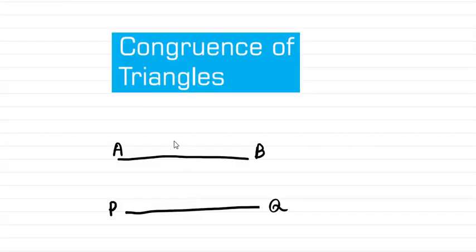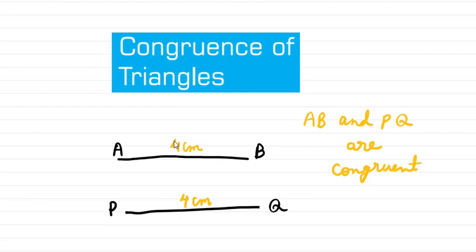Now we'll see the congruency of lines. If two lines are measuring the same, like AB is 4 centimeters and PQ is also 4 centimeters, then we will say that AB and PQ are congruent to each other.